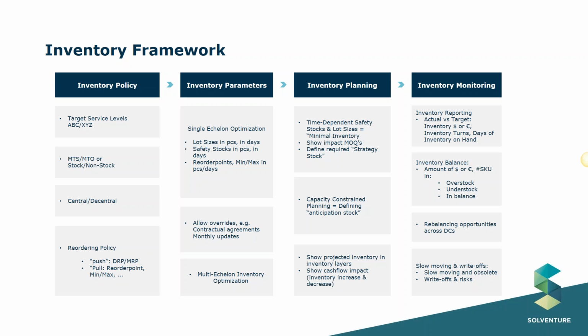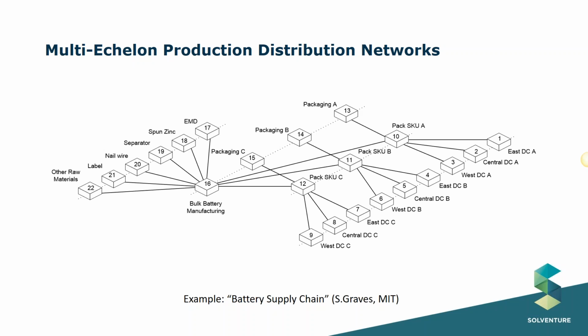In the next step, I want to dig a bit deeper into multi-echelon inventory optimization. What's it about, and what can it add to a basic type of inventory framework? For this, I use an example of a battery supply chain that is coming from research from MIT and was also used in my PhD. It's an example of battery manufacturers.